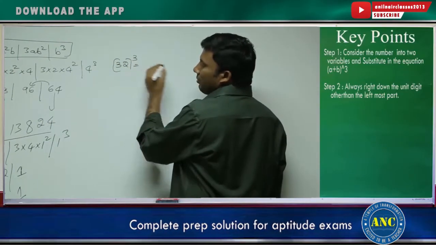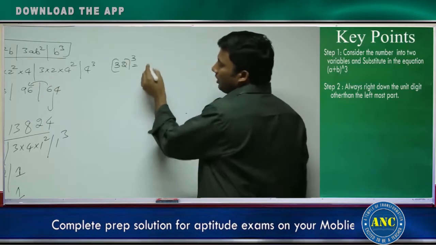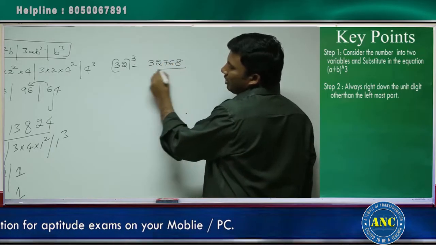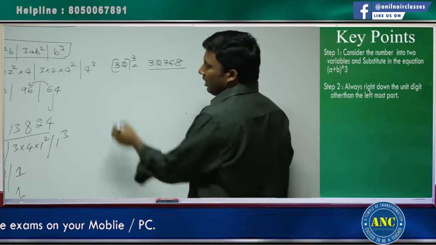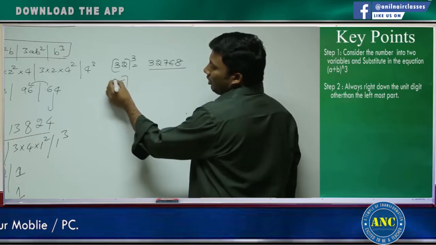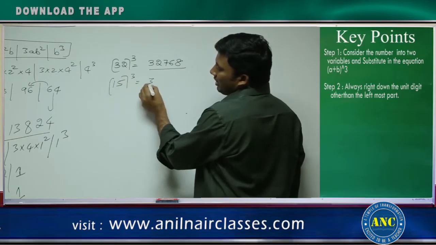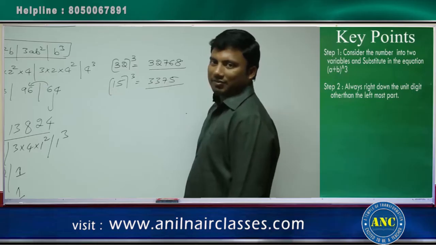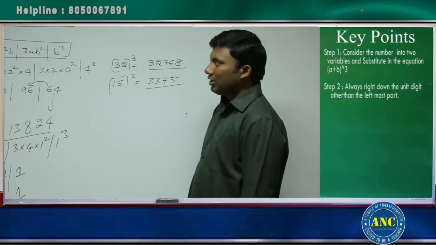If you use the same approach, 32 whole cube will give you the answer 32768. Similarly, if you solve 15 whole cube, you will get the answer 3375. This is type 1, how to find the cube of a number.